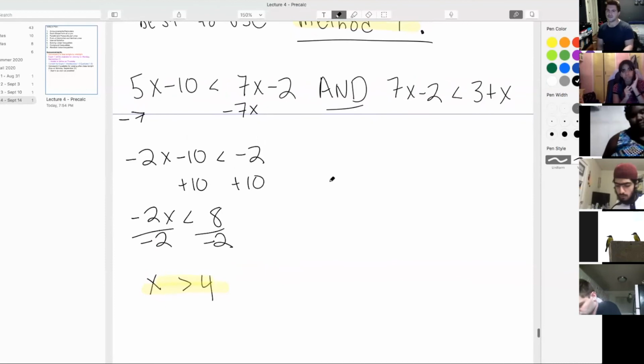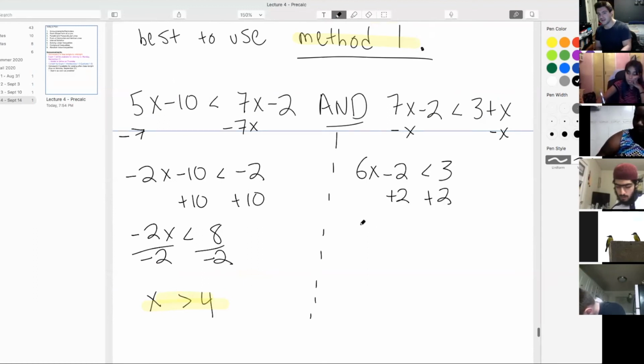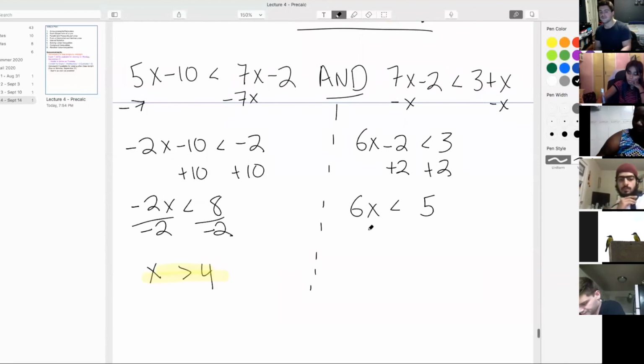So that's our first one. We solved the first guy. Now we just need to solve the second one. Okay, so let me subtract x from both sides. So I'll get that 6x minus 2 is less than 3. I'll add 2 to both sides, so I'll get 6x is less than 5. And now divide both sides by 6. I'll get that x is less than 5 over 6.